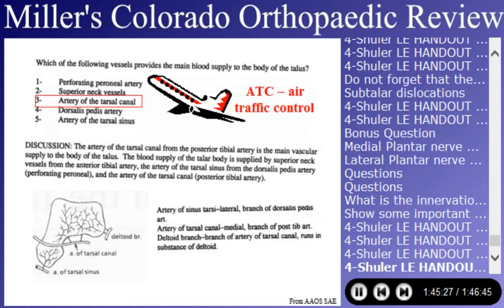Main blood supply to the talus. The easiest way I remember this is talar fractures were associated with flying planes, and I just think of air traffic control, ATC, I don't know, it worked for me, artery of the tarsal canal. Main blood supply to the talus. And I have a diagram also that shows the 3 different blood supplies to the talus.